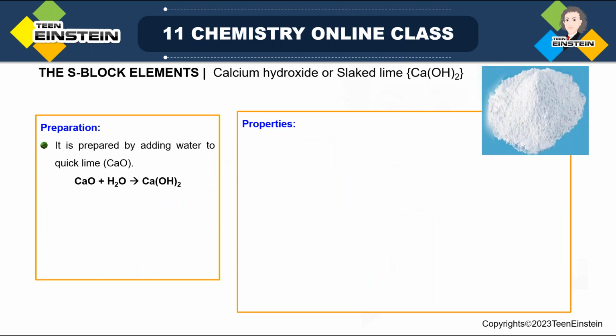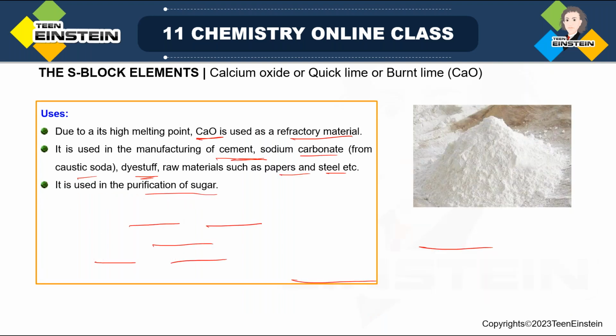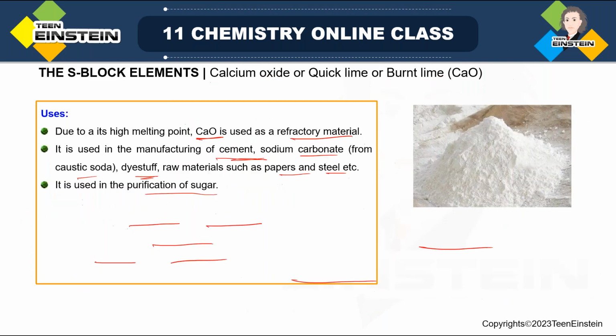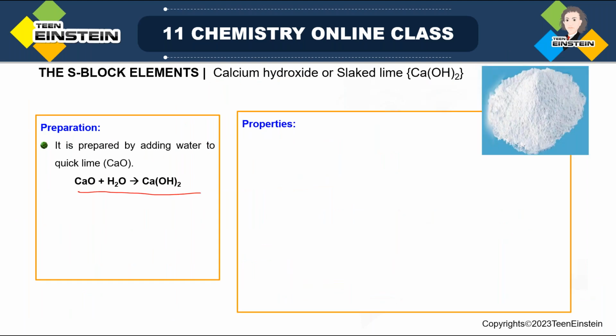Next calcium compound is Ca(OH)2. So you have already seen Ca(OH)2, and if you look at the equation for its preparation, this equation we have already seen in the properties part of calcium oxide. We have already seen this reaction, and that is known as slaking of lime. So slaking of lime we use for the preparation of calcium hydroxide, and remember it is also known as slaked lime.